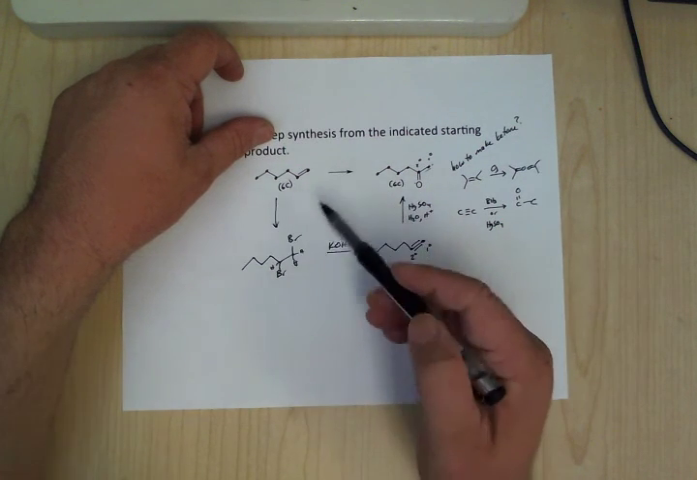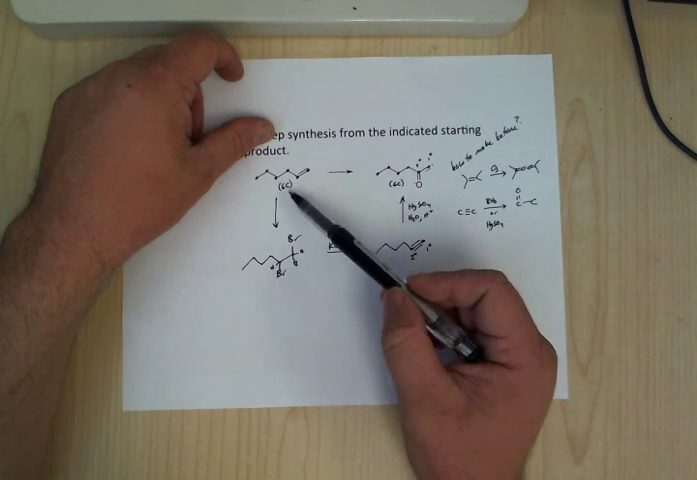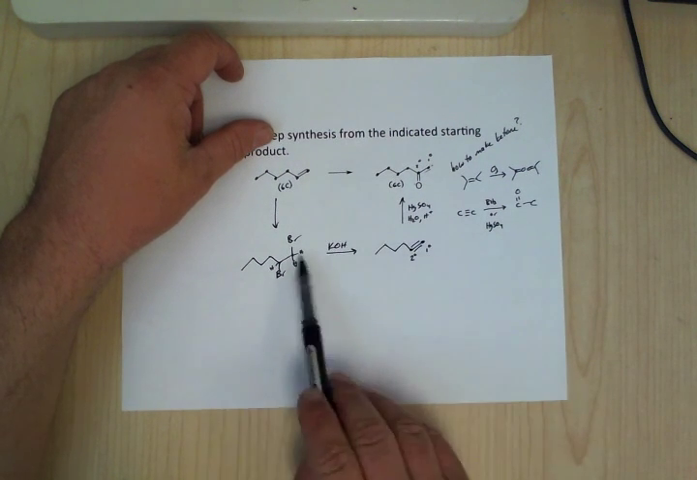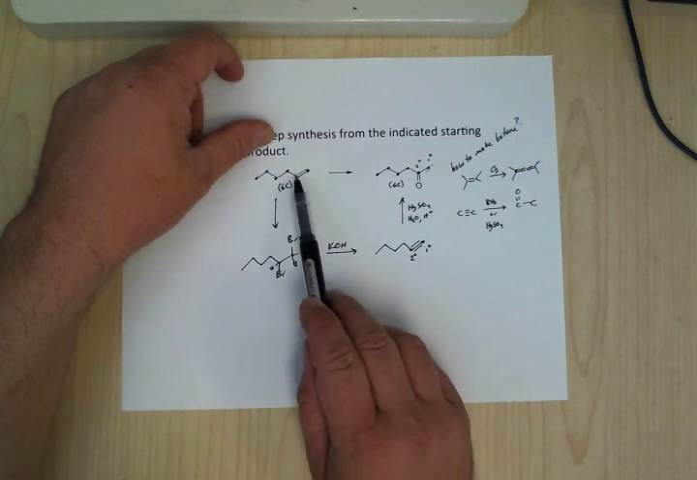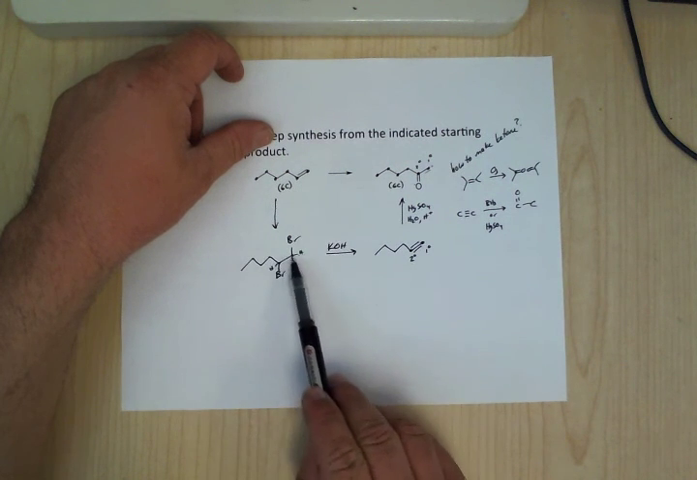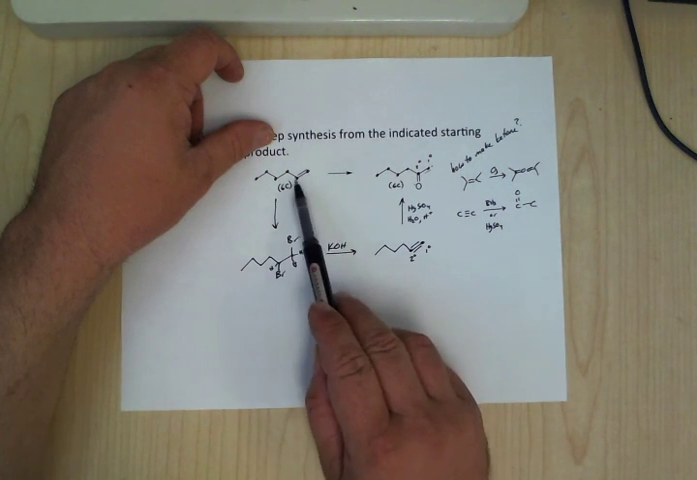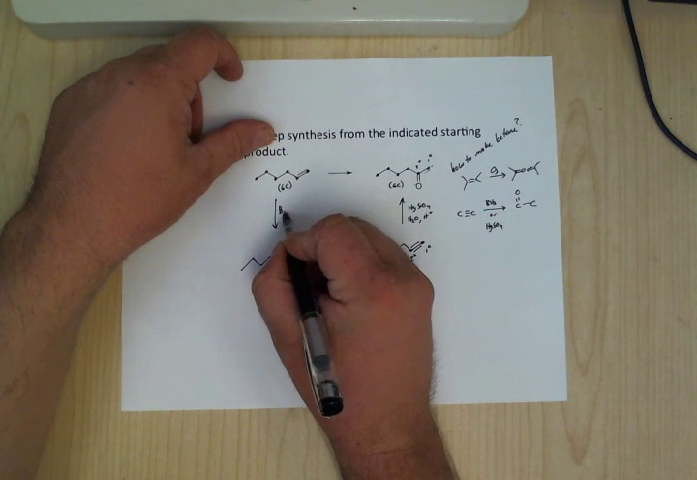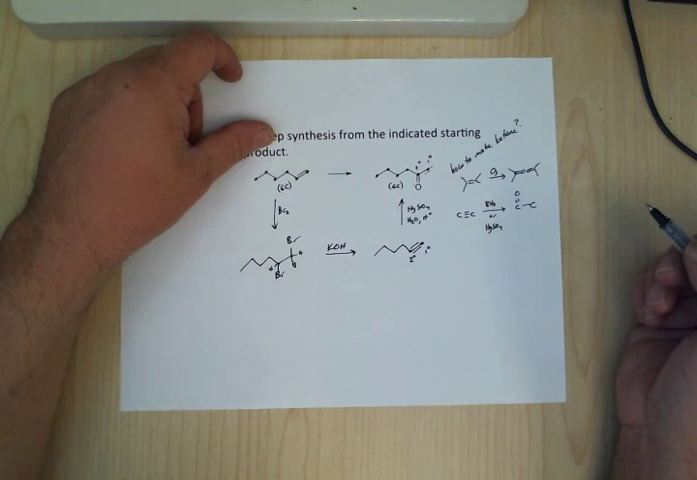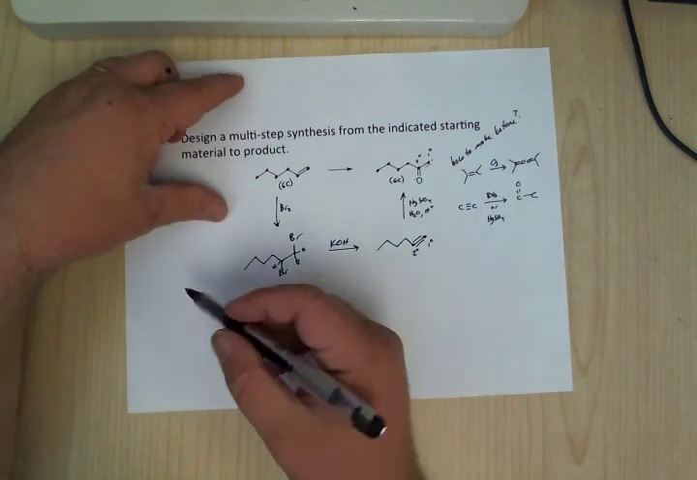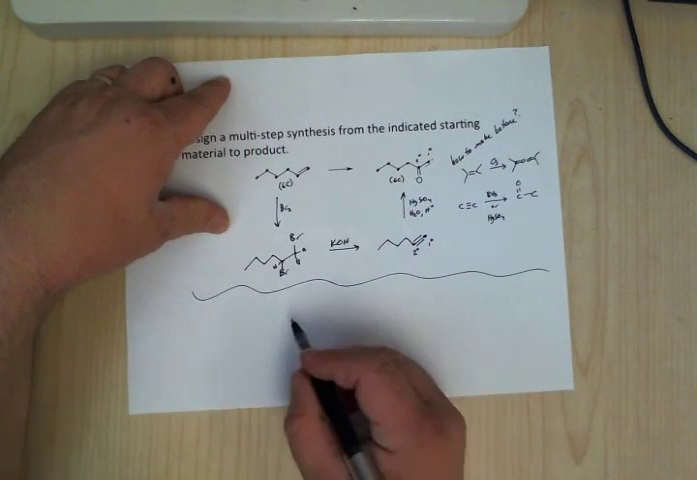So how do we go here? Well, this is what we need to do. How do we go from here to here? How do we put bromines on both sides of a double bond? Well, we just add Br2. There you go. Now, there's another way that you could actually do this.